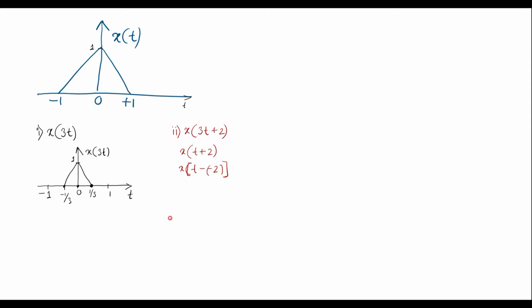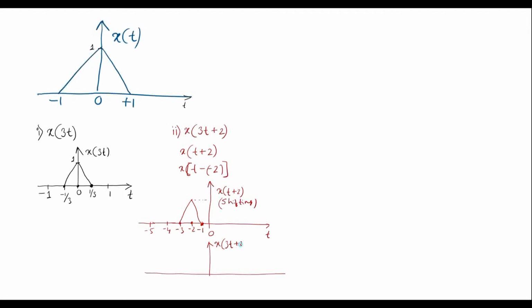I'll draw the waveform here. So plus 1 minus 2, it gives minus 1. So this point will appear at this point, and 0 minus 2, the 0th point will appear at minus 2, and minus 1 minus 2 is minus 3, that will appear here. So this is x of t plus 2. This will be x of 3t plus 2.